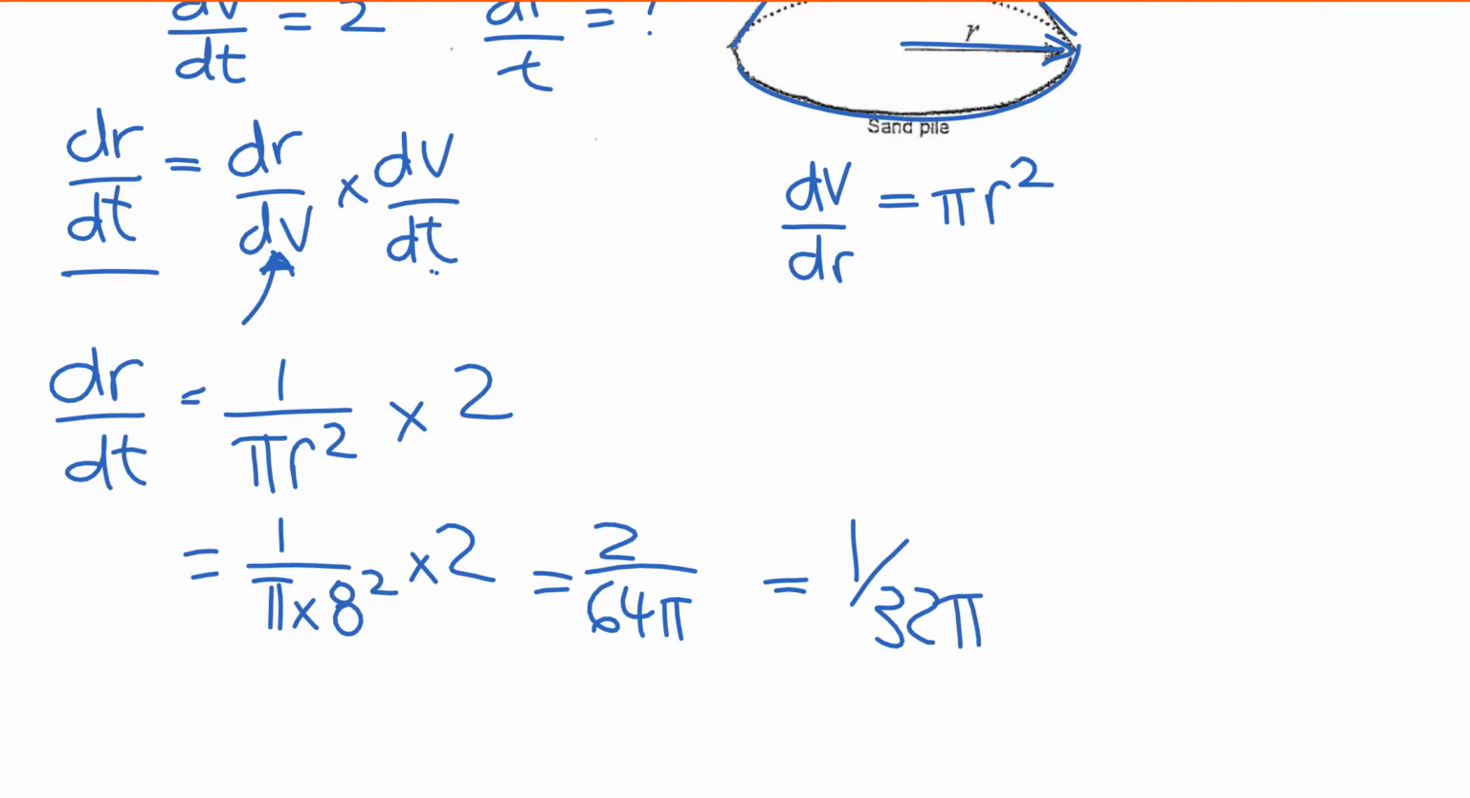so when the radius is 8, the rate at which the radius is changing with respect to time is 1 over 32 pi. There's my answer. Okay, and just so you're not confused, it's 1 over 32 pi. You guys happy with that?